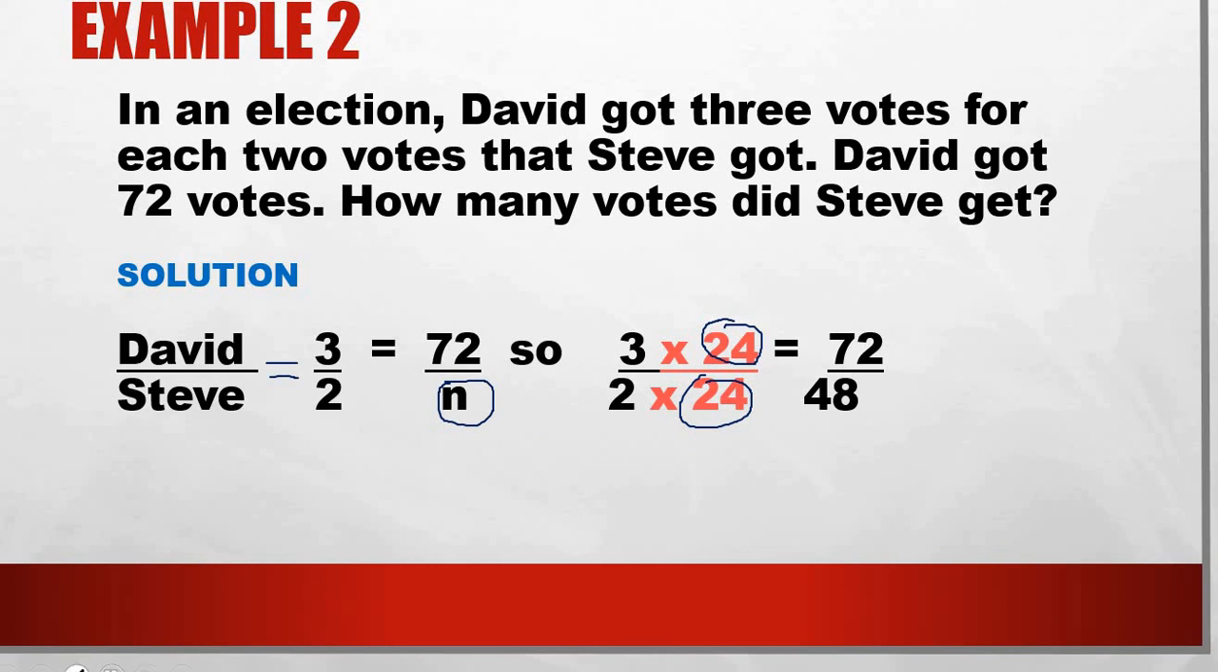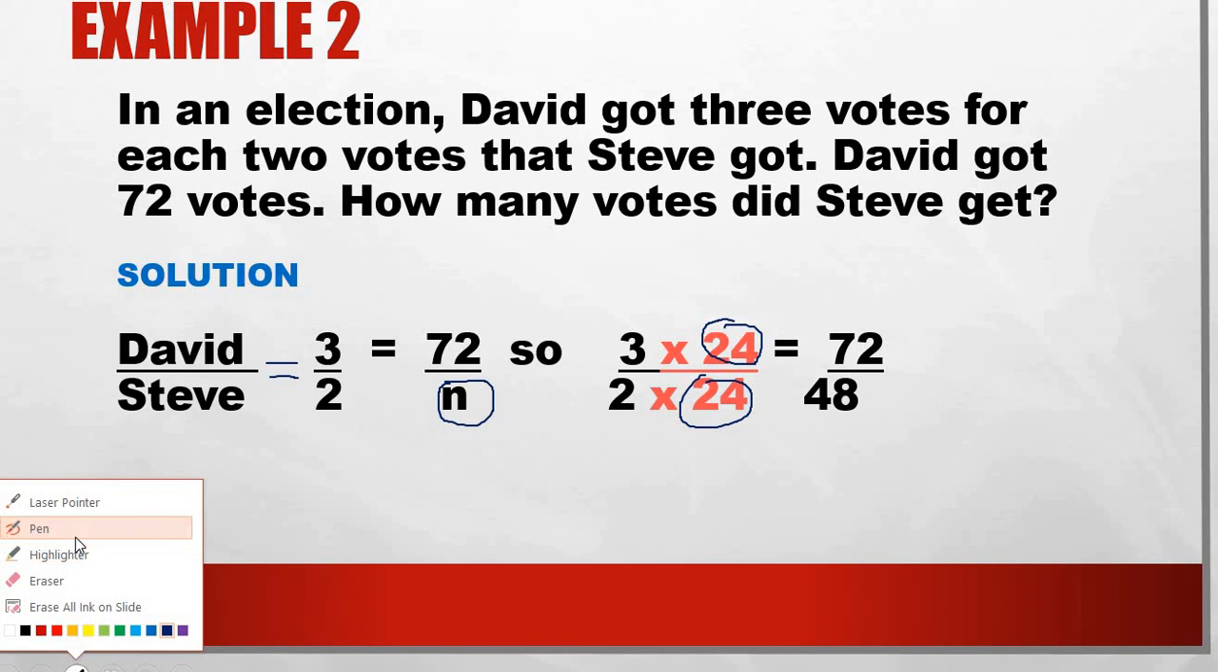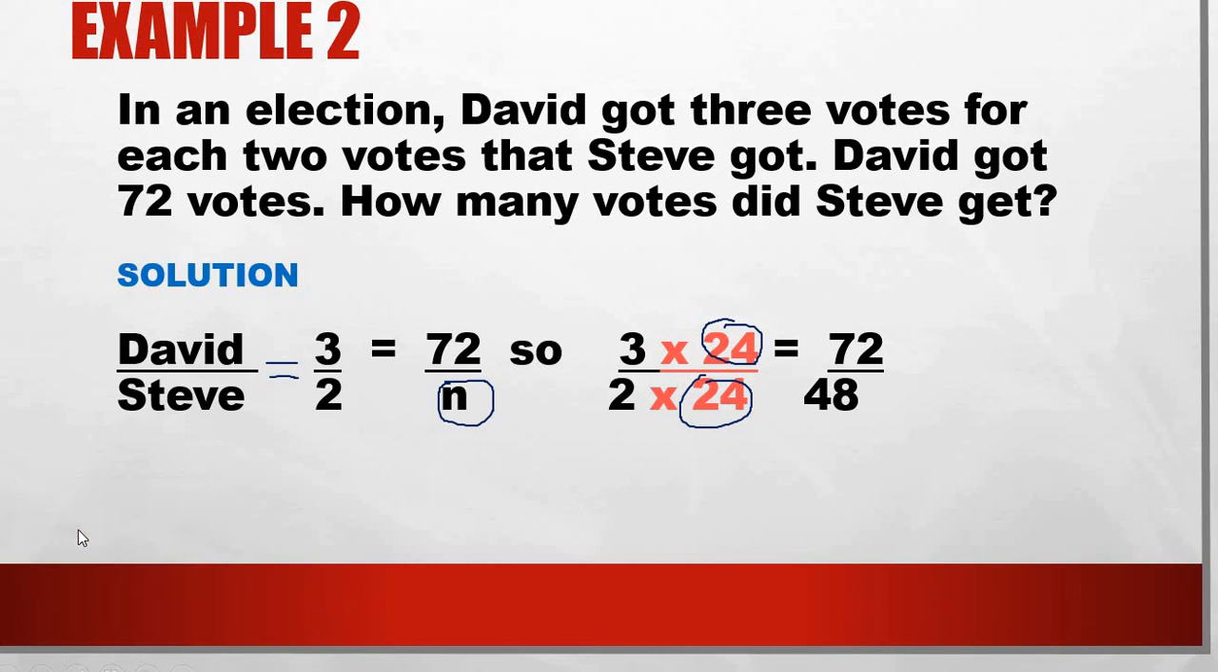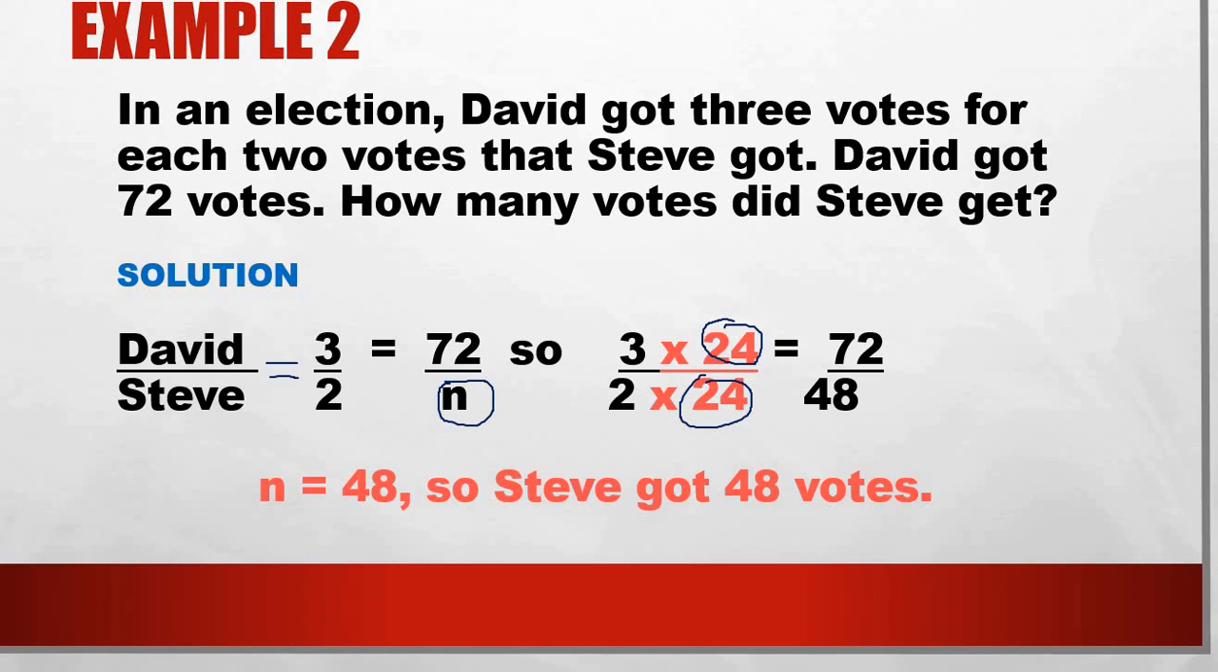That is to say that Steve got 48 votes. Steve got 48 votes. Okay, so we'll proceed.